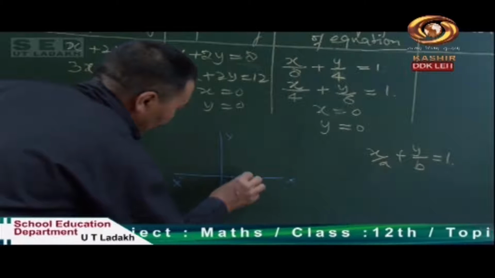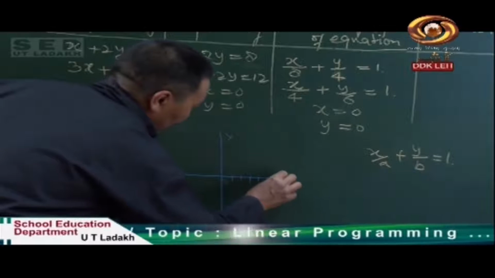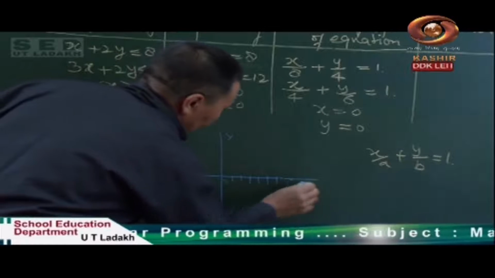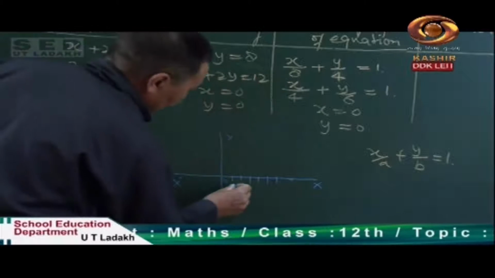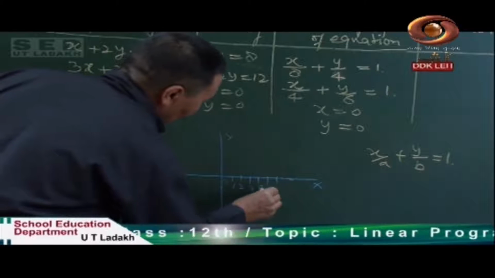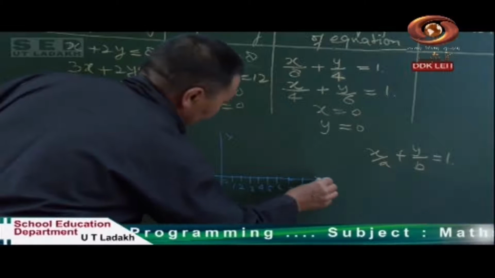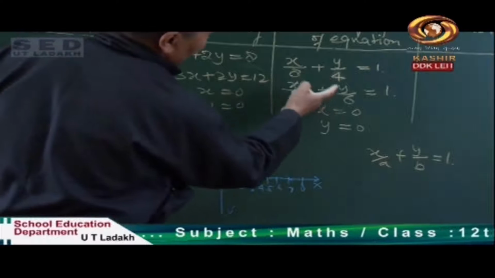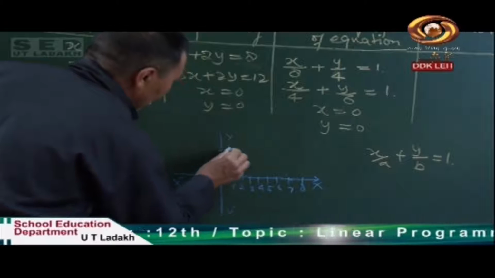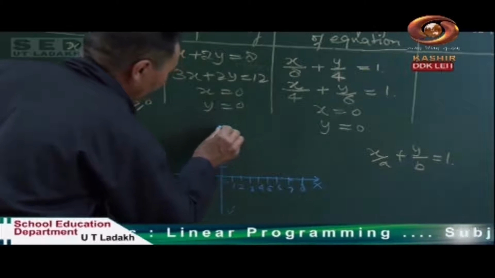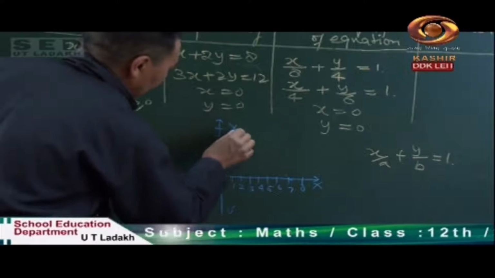0, 1, 2, 3, 4, 5, 6. On the x-axis we have to go up to 8. This is 1, 2, 3, 4, 5, 6, 7 and 8. On the y-axis up to 6, that is 1, 2, 3, 4, 5, 6. This is the y-axis.